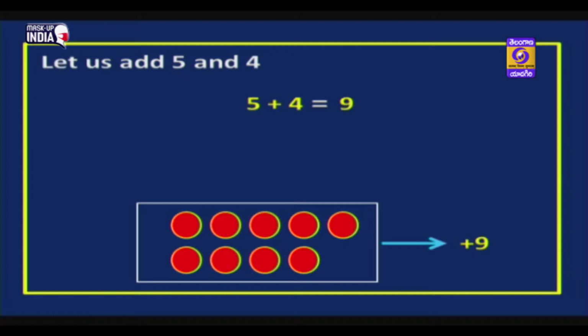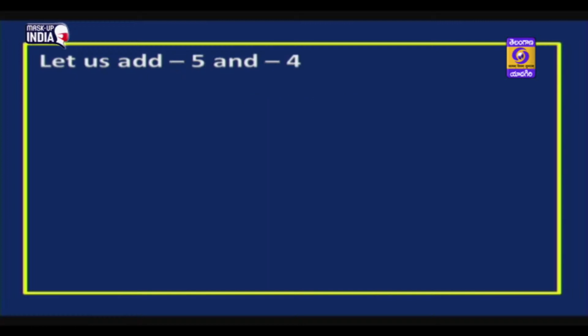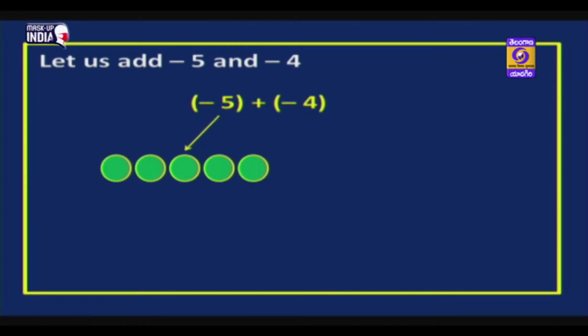And children, notice that when we added 2 positive integers, what did we get children? Yes, 9, which is a positive integer. On adding 2 positive integers, we got a positive integer. Now let us take another example children. I am going to add minus 5 and minus 4. So minus 5 means 5 green coins. Similarly, minus 4 means we have 4 green coins.